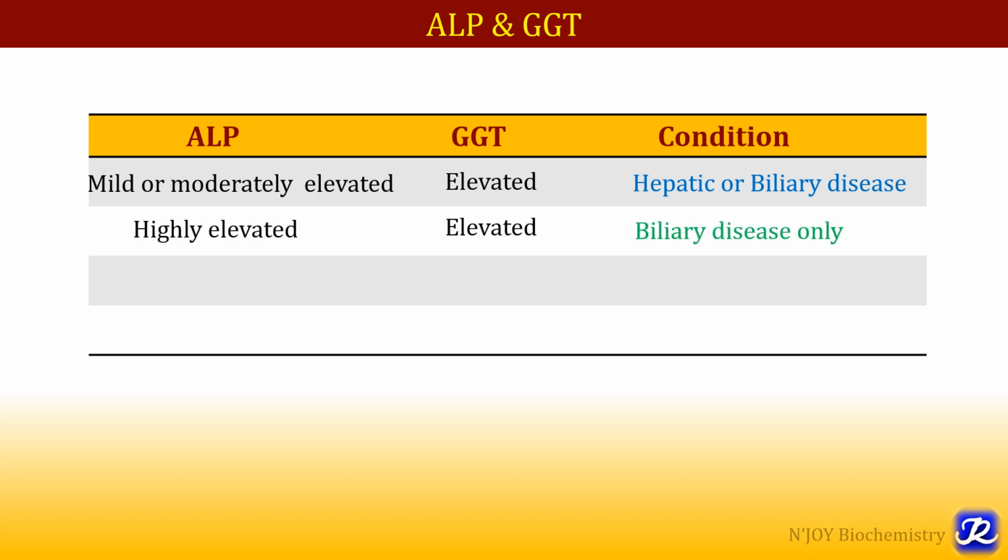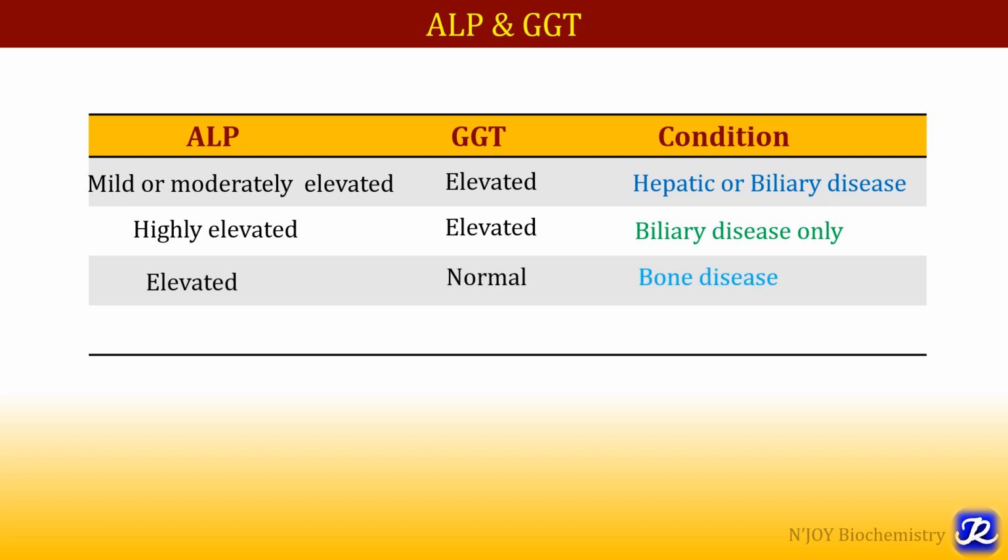If alkaline phosphatase is highly elevated and GGT is also elevated, then it confirms biliary disease only, because we know that in the obstructive condition, that is in biliary obstruction, there is high elevation of alkaline phosphatase. GGT is also a marker of obstruction in the biliary canaliculi or biliary duct, so it will also get elevated. So both are elevated, but ALP is highly elevated, then it is biliary disease.